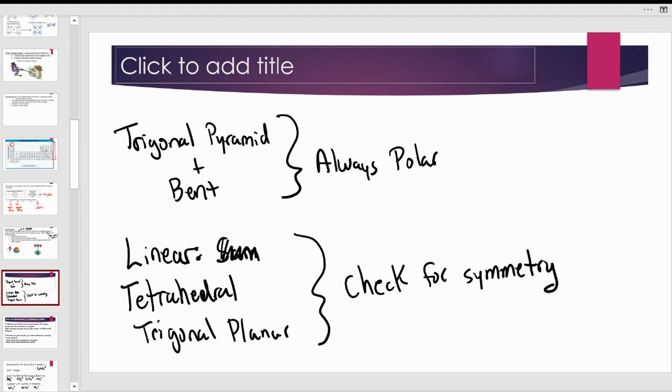Yes, you with the hand in the air. What is the? I'll read them to you. Trigonal pyramid. It's like triangle, but a little fancy spelling. Okay. Trigonal pyramid. And bent. That's the word bent. Those two types of molecules are always polar.